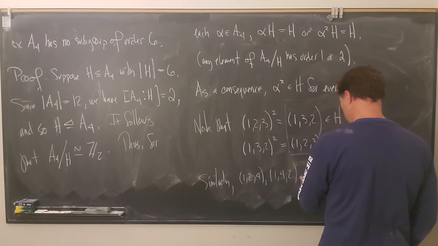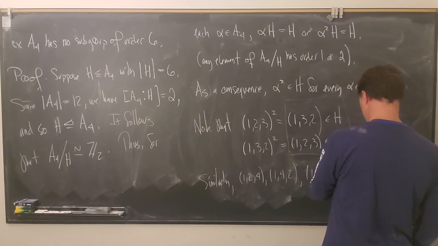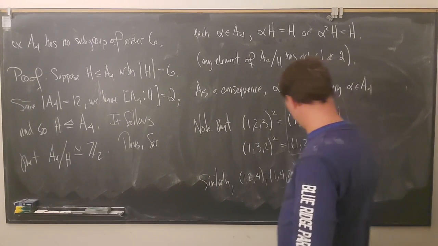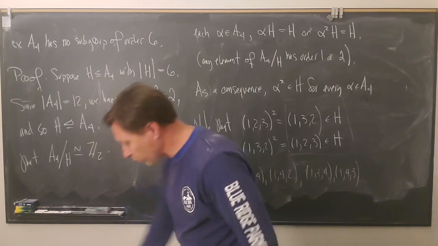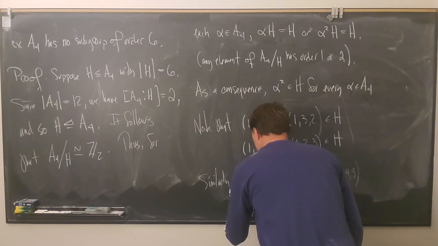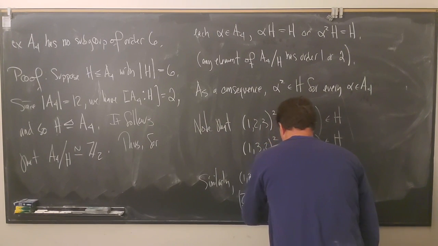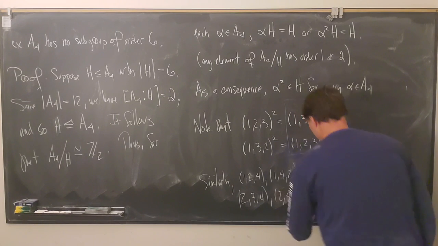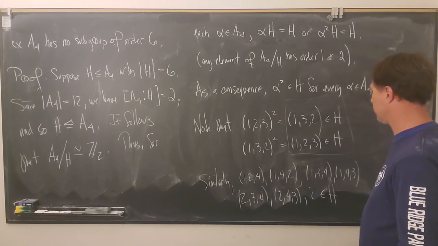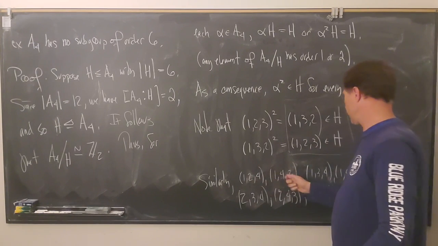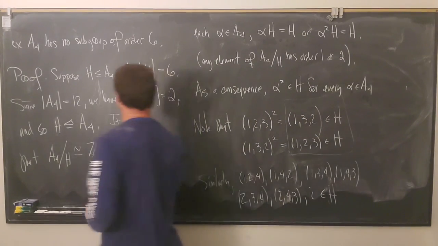1, 3, 4, and it must be 1, 4, 3. Who else? 2, 3, 4, 2, 4, 3. Also the identity, all of these have to be elements of H. So now I've got 1, 2, 3, 4, 5, 6, 7, 8, 9, which tells me that H has at least 9 elements.